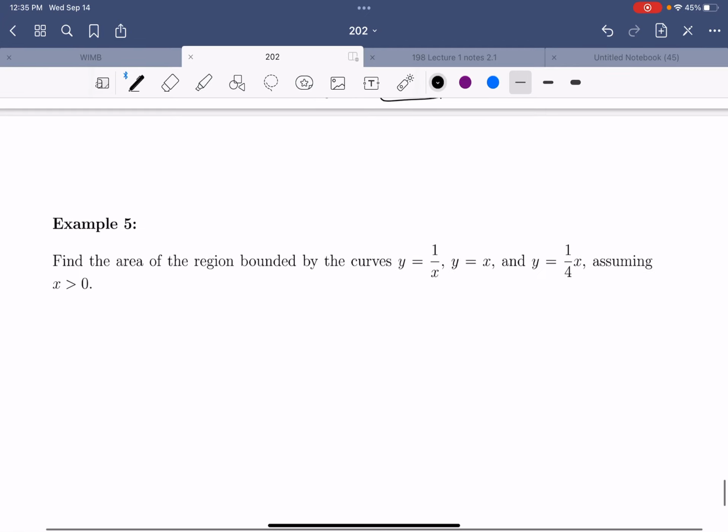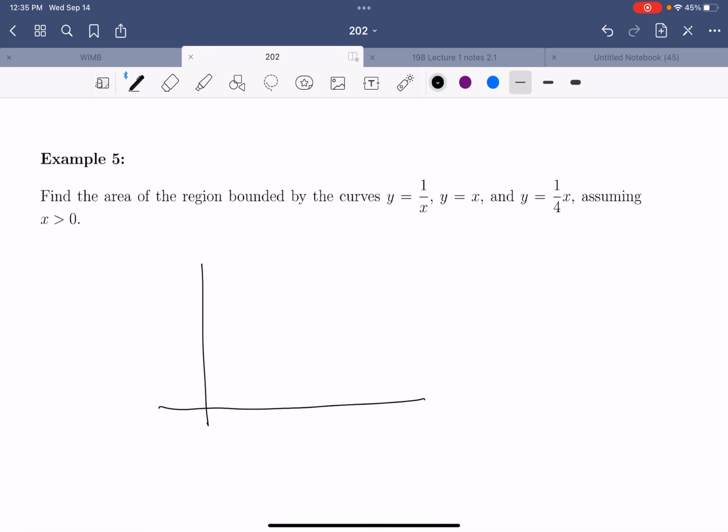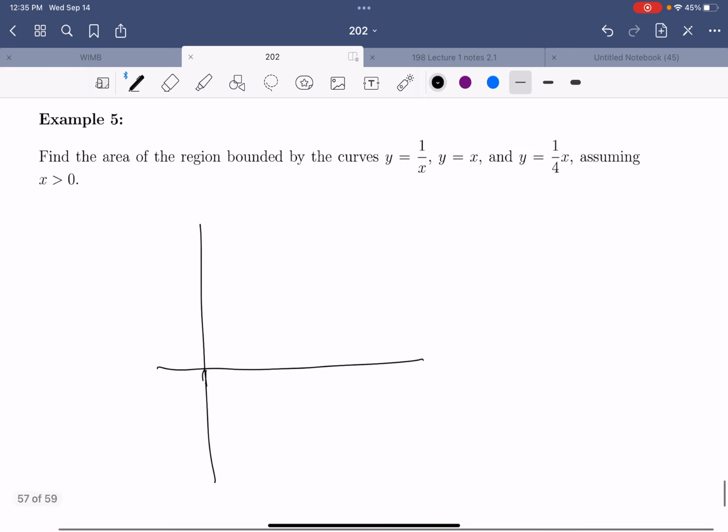Okay, next, example 5. Find the area of the region bounded by these curves: y equals 1 over x, y equals x, and y equals 1/4 x, assuming that x is greater than 0. Okay, so that means right off the bat that we're only graphing them on the right side here.